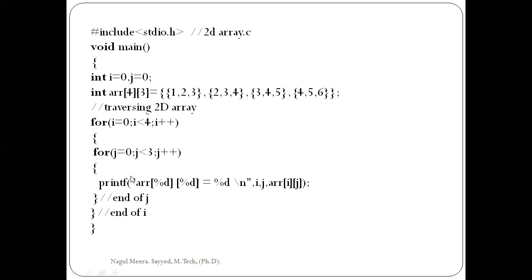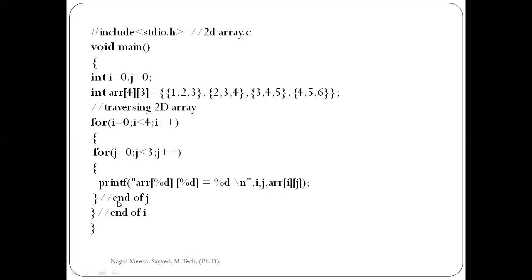Now coming to print values. So printf. This is my array, arr[%d][%d]. This is the one subscript, this is the second subscript. This is for rows, this is for columns. Equal to %d, that is arr[i][j], where my values are available. So this is my row, this is my column. This is my matrix format.